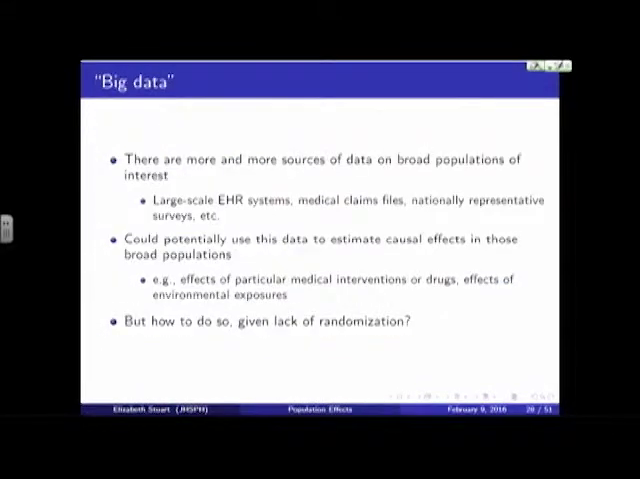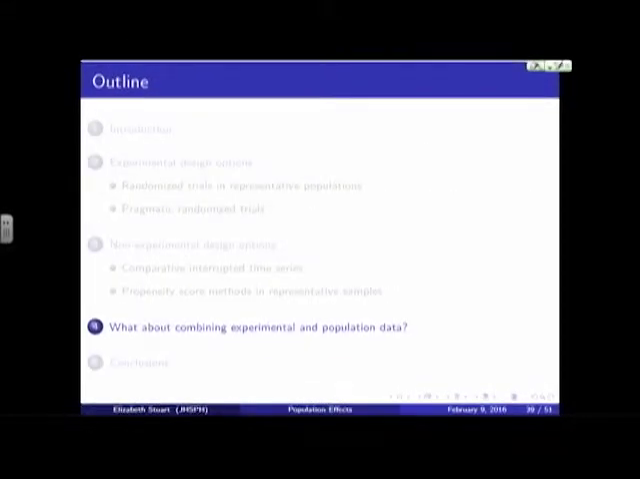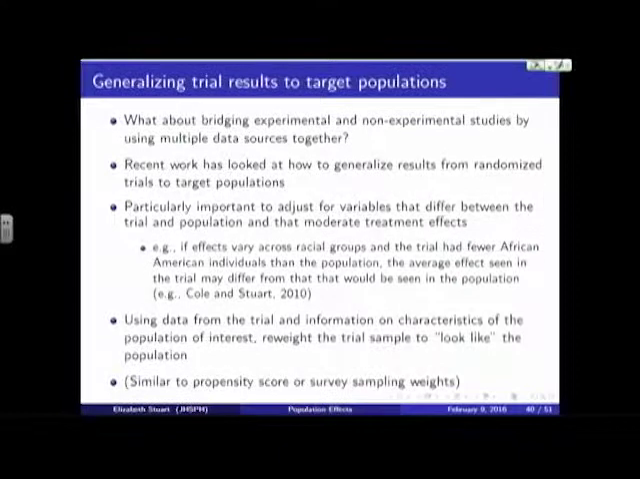I'll take just a few minutes to briefly describe some of my recent work on, well, can we get the best of both worlds? Can we combine a randomized experiment with population data in order to actually get a better population effect estimate?